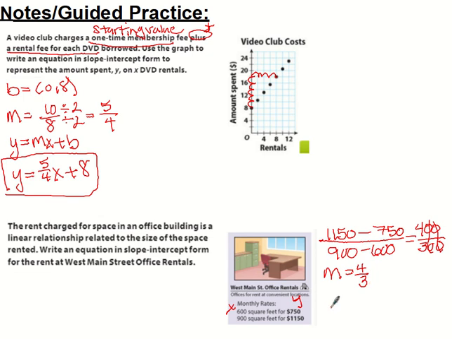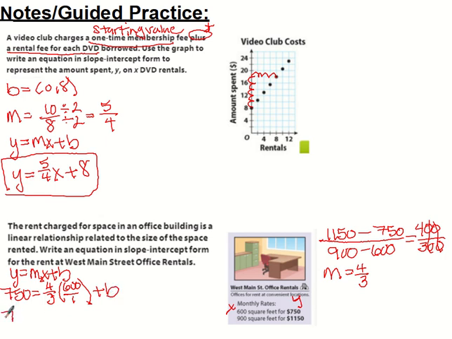Now remember, for our Y-intercept, we have to solve for B. We're missing our B. So what I'm going to do is take the smaller numbers. I love my smaller numbers, and I'm going to plug them into my equation to solve for B. So we would have 750 equals my 4/3 times 600 over 1, because this is a fraction, plus B.